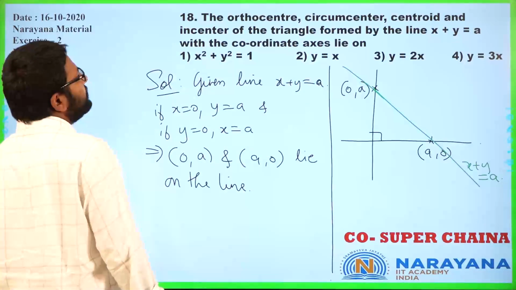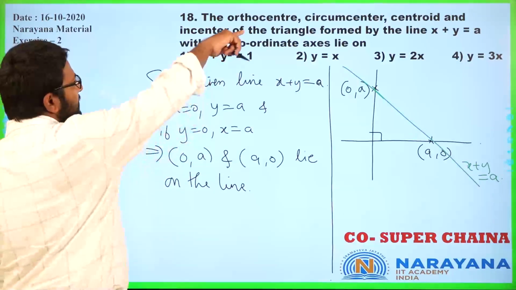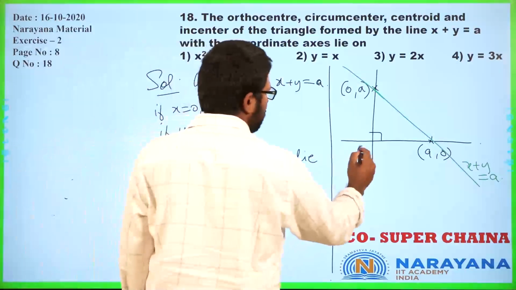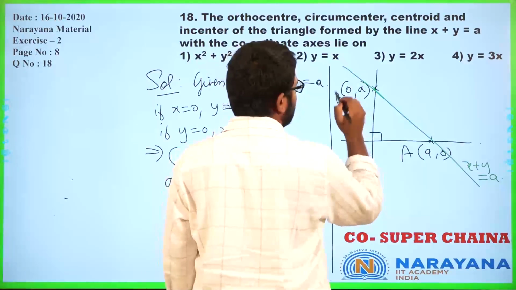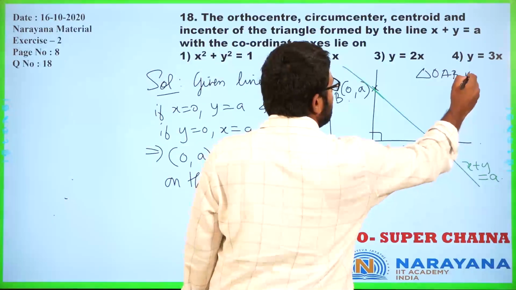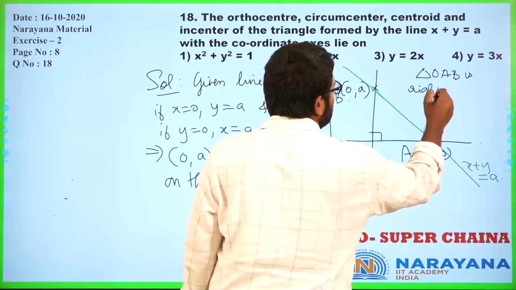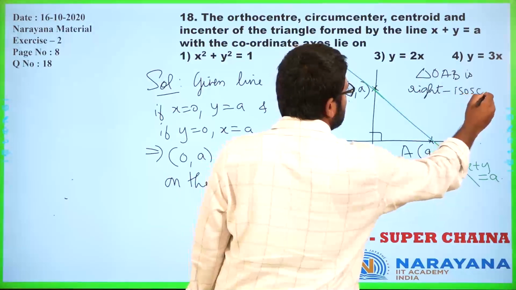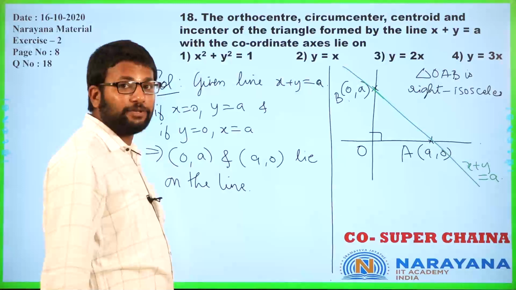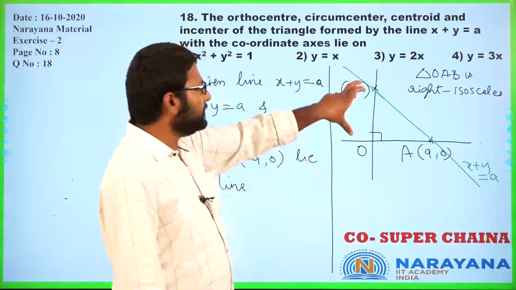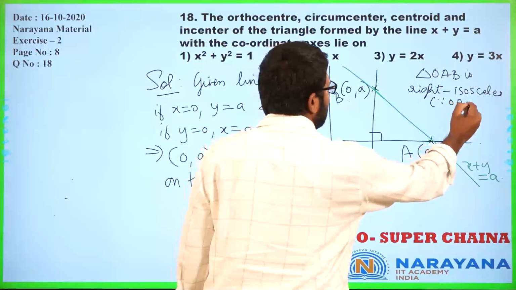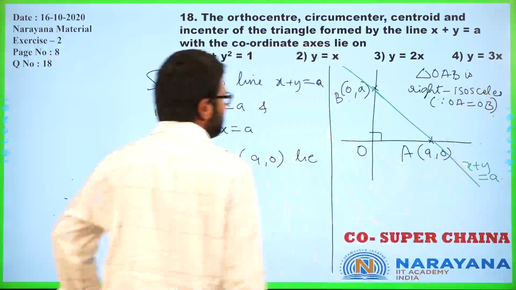Alright. So now this is the triangle formed by this line with the coordinate axis. Call it O, A, B. Okay. So first observation is triangle OAB is right isosceles, because the right angle you can see very clearly. Why isosceles? Because this distance is A, this distance is also A, right? OA equal to OB.